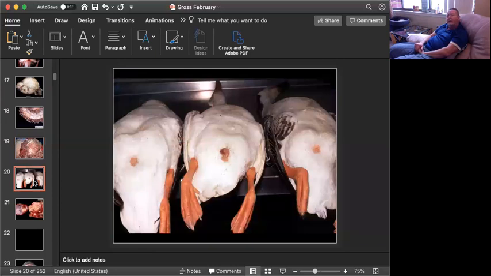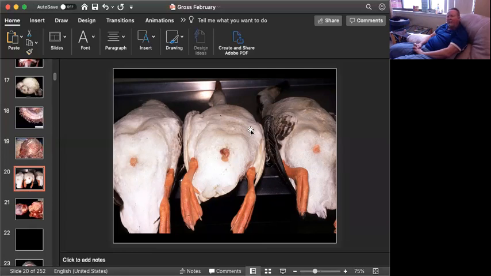How about name the condition and name the disease? Okay, time's up. These are 3 male ducks. We see that the penis in each one is prolapsed. That's not the normal state of these animals, but it is a well-documented sign in male ducks which are infected with anatid herpesvirus type 1.